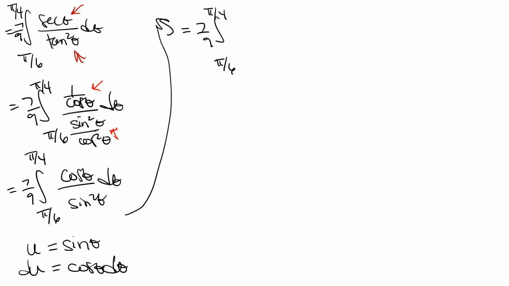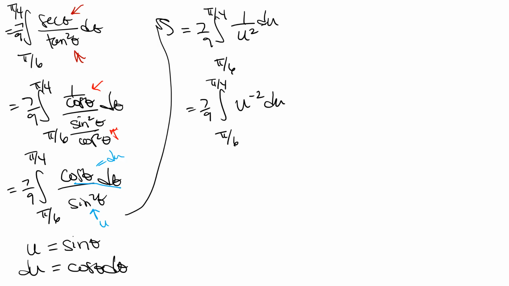So our cosine theta d theta, all of that was our du, and then with the sine, that's our u, and then we have a square on that. So we can just simply rewrite that as 1 over u squared du, okay? Then, of course, we can rewrite that, bringing that square up to the top, making it u to the negative 2 du. All right, so now we're ready to integrate.